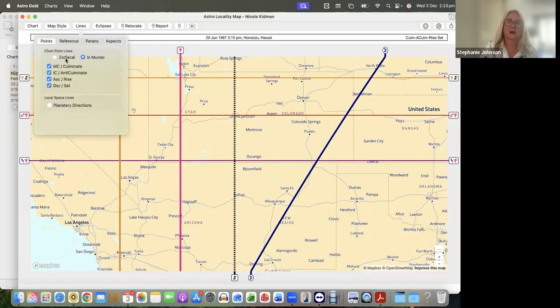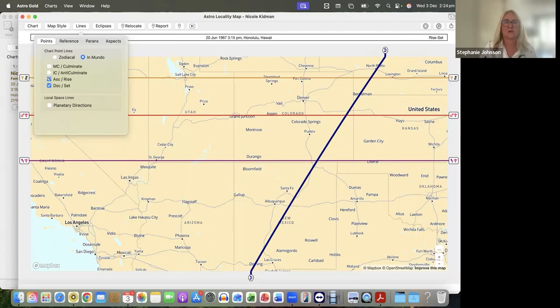So here we go. I use Imundo, and I've been showing you the astrocartography lines, but you can also turn on your local space lines and really hone in. So let's just do that while we're here. I will take these off. You just click them off and click on local space lines.